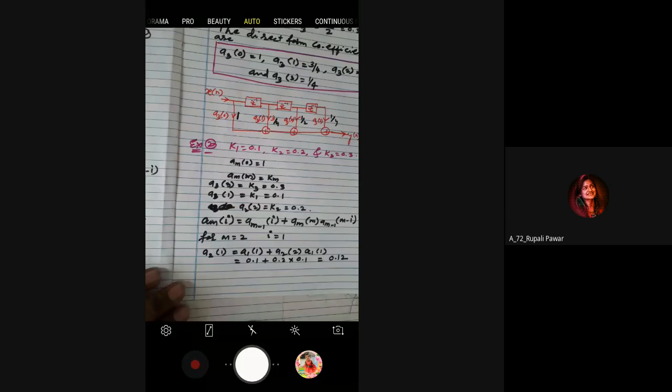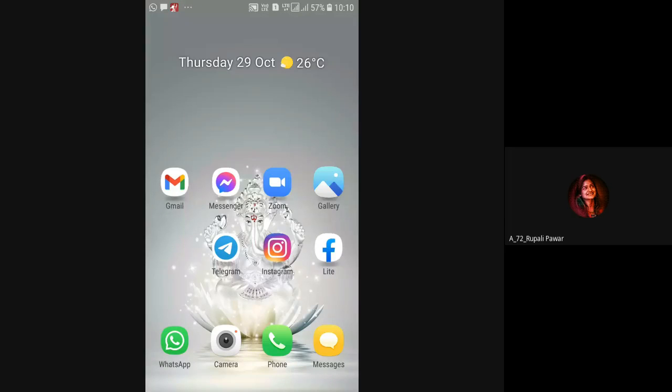Then next, for m equals to 3, the values of i are 1, 2. So in this, first let us take case 1, m equals to 3 and i equals to 1. Then what will happen to the equation?